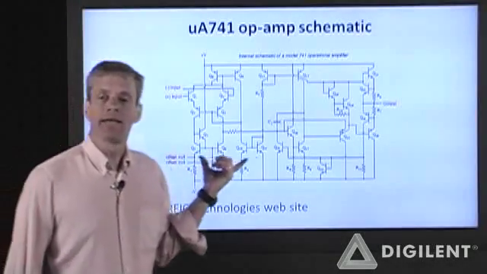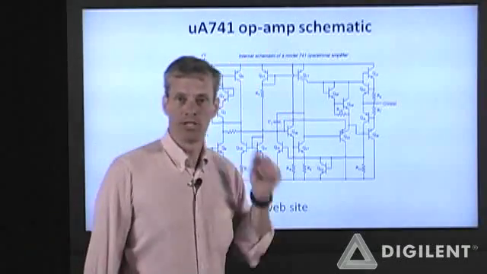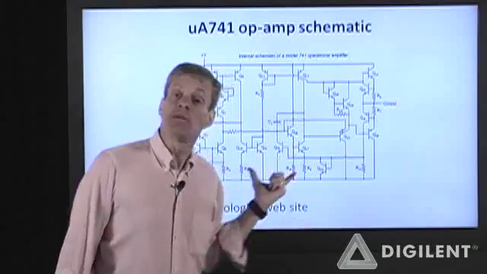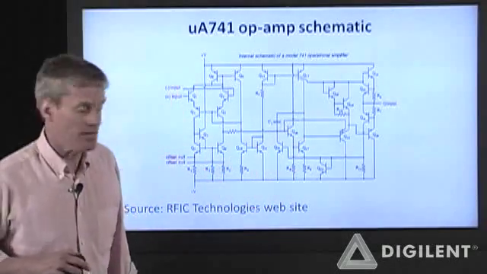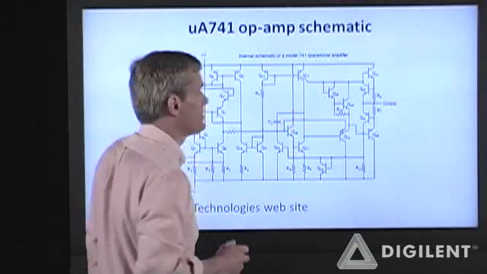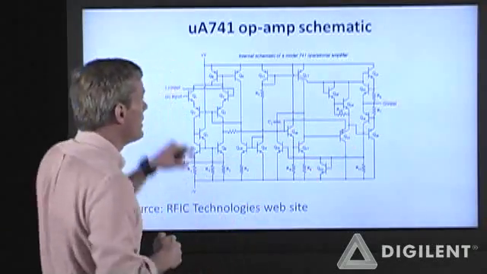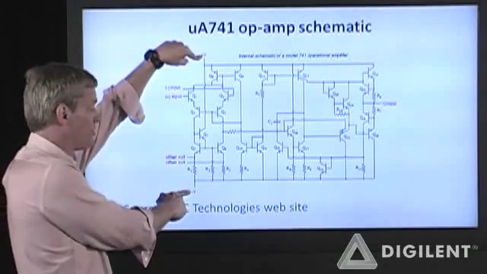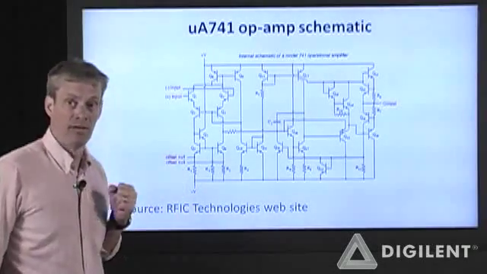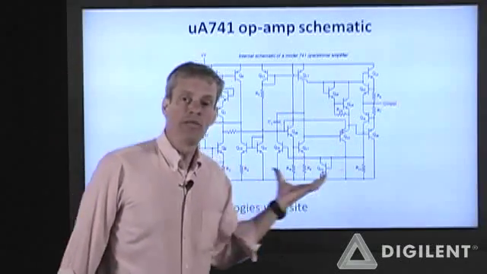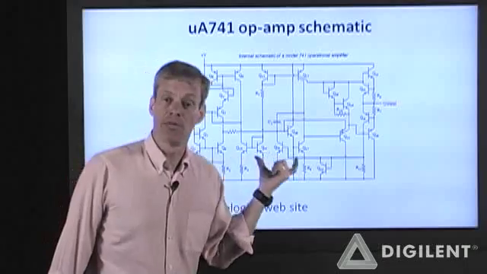Here's a schematic of a very common 741 type operational amplifier. You can see that it's pretty complex. It has a whole bunch of bipolar junction transistors in it. It has a bunch of resistors. It has a couple of inputs and an output. It has a couple of external power supplies, and it's got some stuff here that we don't even need to worry about yet. But we aren't going to deal with this internal view of the operational amplifier. We're going to treat it as a black box.